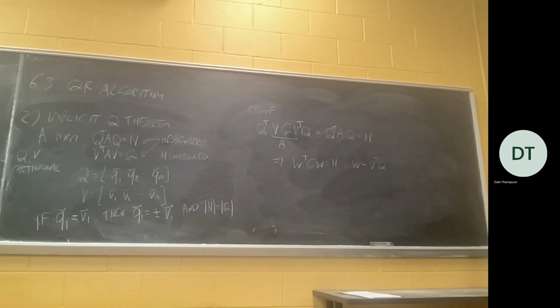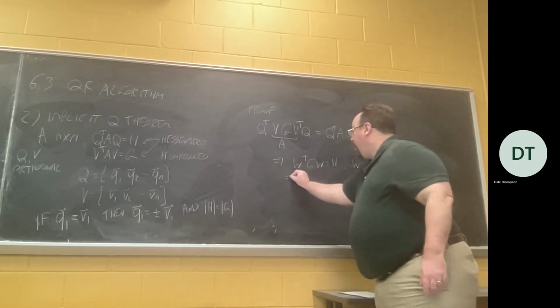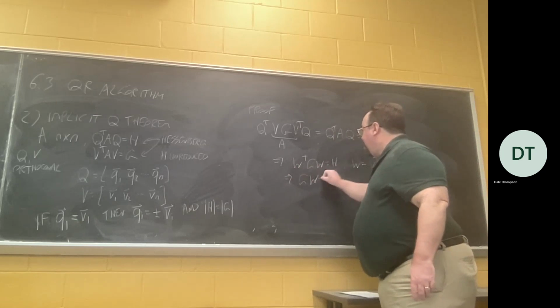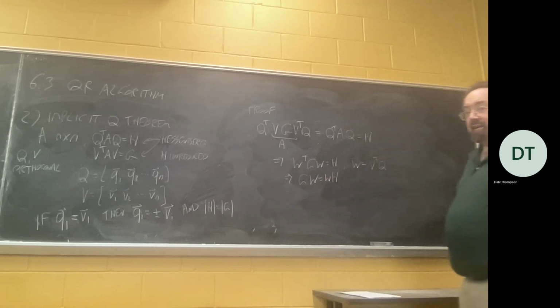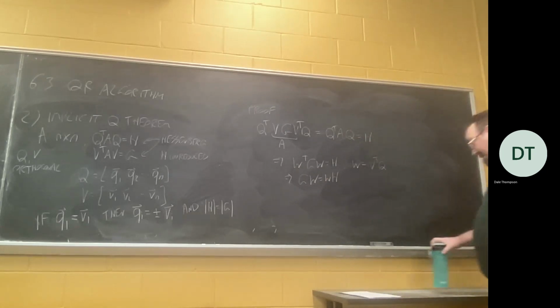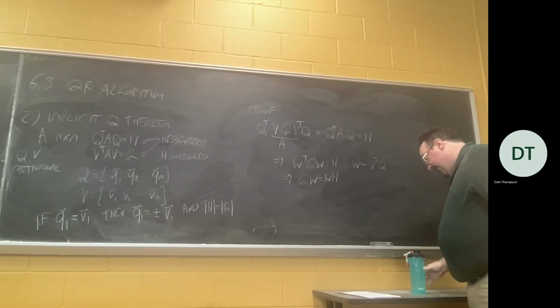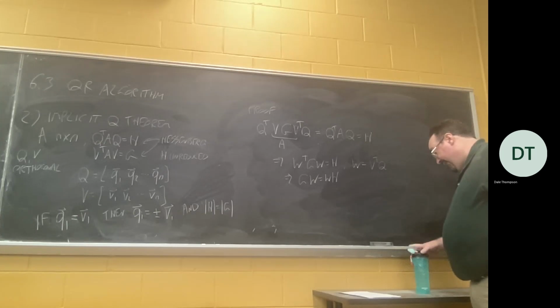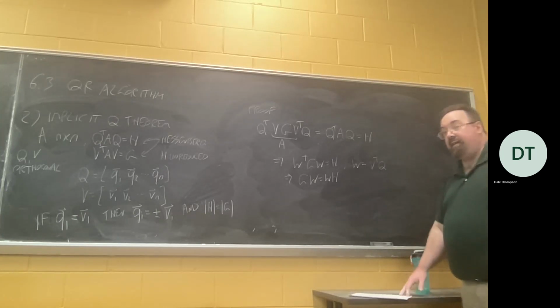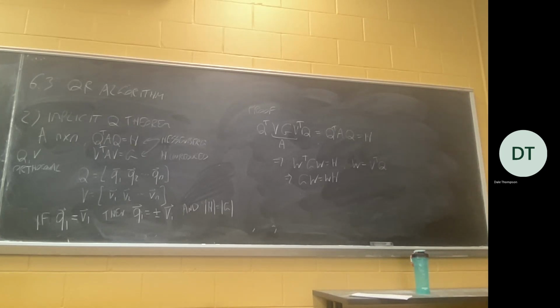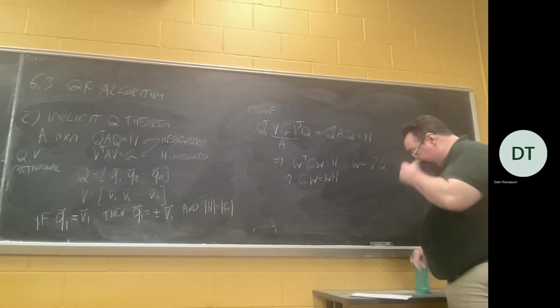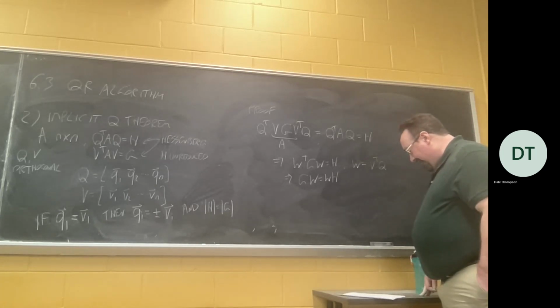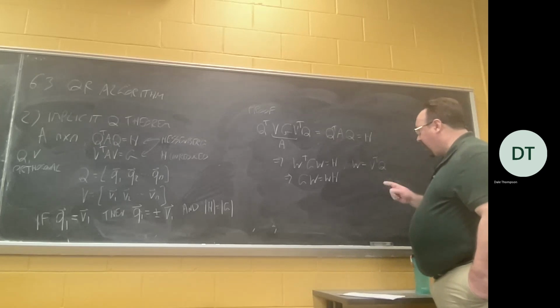And so I have this orthogonal similarity transformation that relates G and H. Or put another way, because W is orthogonal, GW is equal to WH. So that's the relationship that I really work with. Now G and H are Hessenberg, W is orthogonal. So now I'm going to look at this one column at a time.